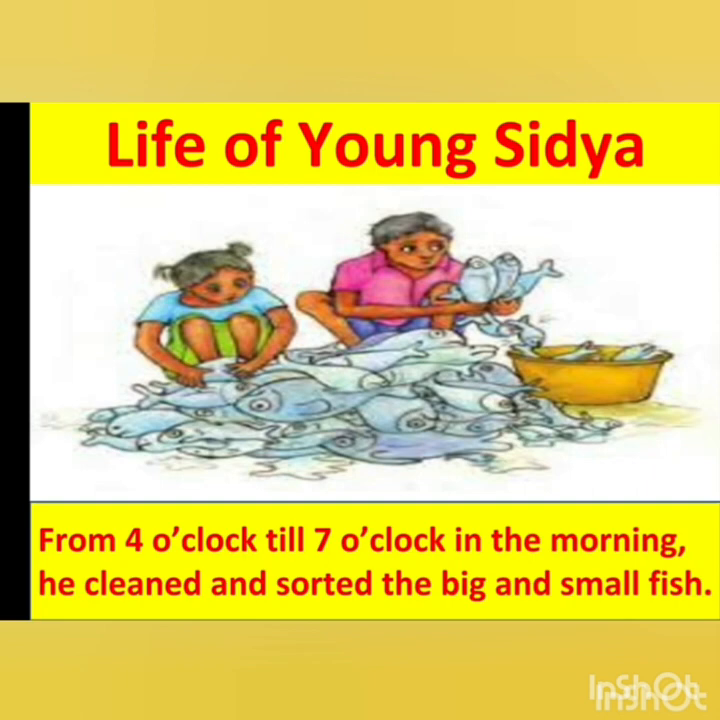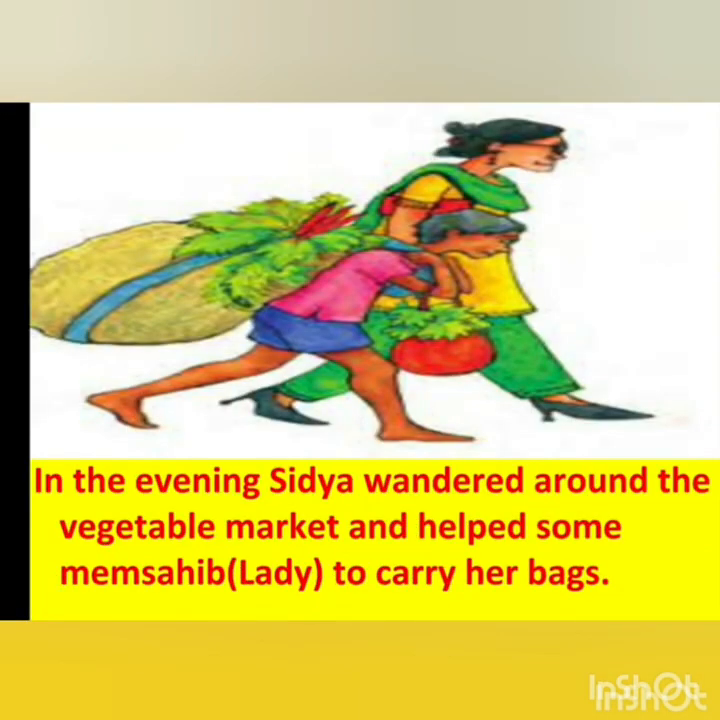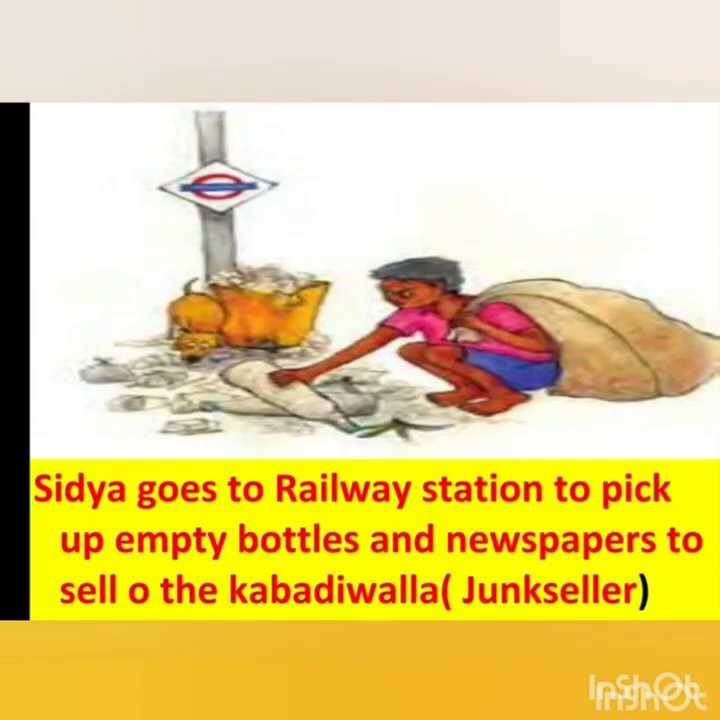Let's watch the life of young Sidhya. Sidhya also had to work in a nearby fish factory to earn some money. From 4 o'clock till 7 o'clock in the morning, he cleaned and sorted the big and small fish. Then he would come home, take a nap, and go to school in the afternoon. In the evening, Sidhya wandered around the vegetable market and helped some Mem Sahib to carry her bags. Sidhya goes to the railway station to pick up empty bottles and newspapers to sell to the kabadi wala, or we call junk sellers.